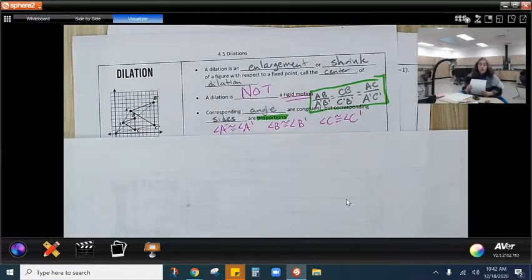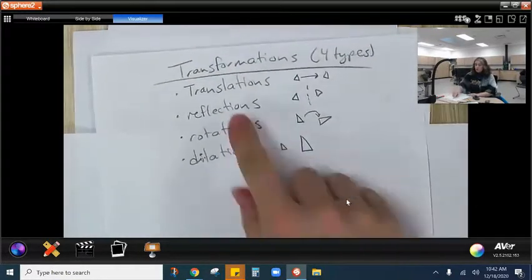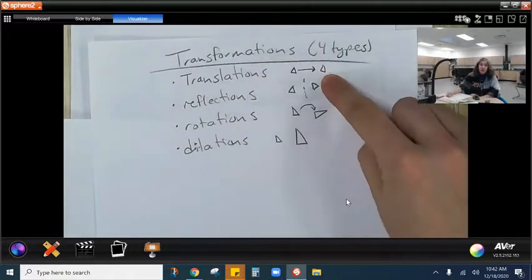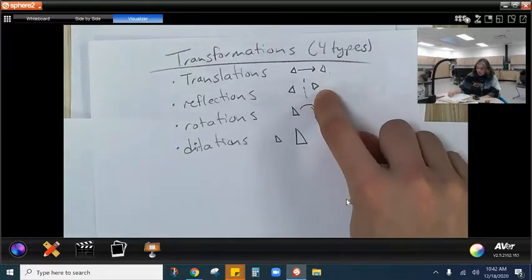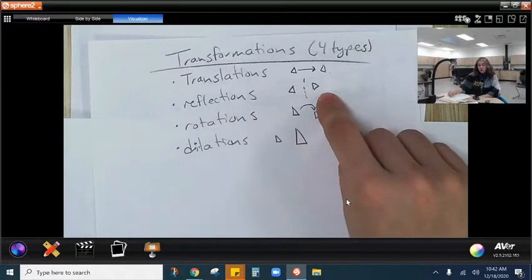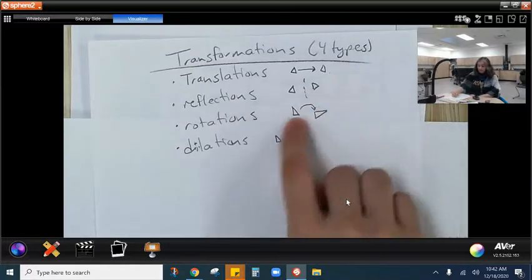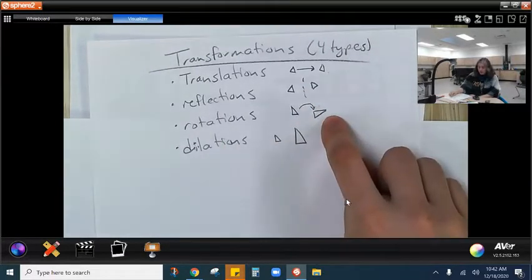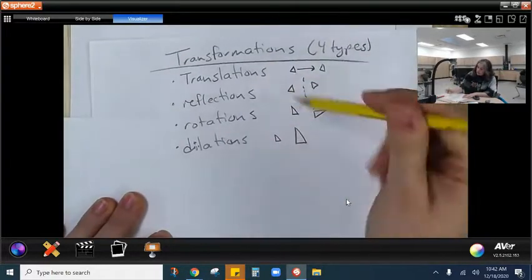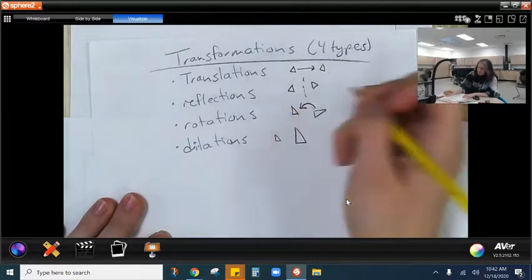All right, so I do want to remind you there are 4 types of transformations. Translations, which we have looked at thoroughly. You should be able to translate pretty much anything and write rules for translations. Reflections, you should be able to find the line of reflection and reflect figures across lines of reflection. Rotations, you should recognize. All right, rotations you should recognize. And this is going the wrong direction. Silly. It goes that way.